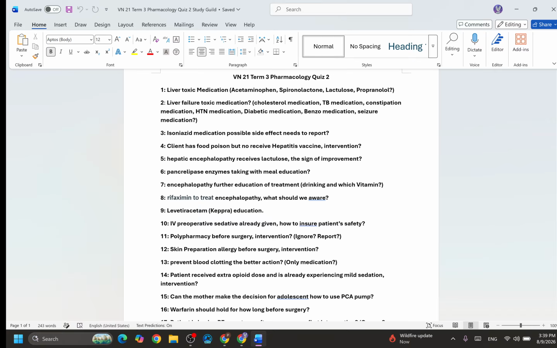Number four, the client has food poisoning, but no receipt of the hepatitis vaccine. What's your intervention? Usually food poisoning is a fecal-oral infection, and this is hepatitis A or E, right? These two hepatitis. But the problem is the client never received a hepatitis vaccine. Usually the vaccine we have is for hepatitis A and B. So if he never received the hepatitis A vaccine, but now he has some concern, maybe he will get hepatitis A.